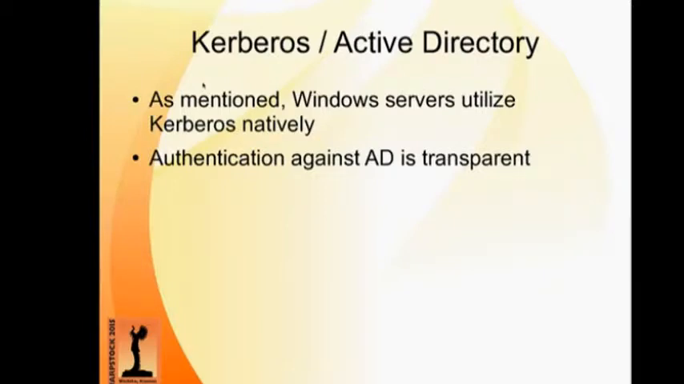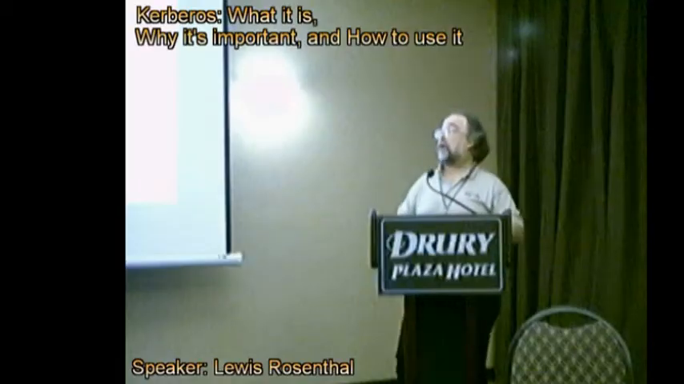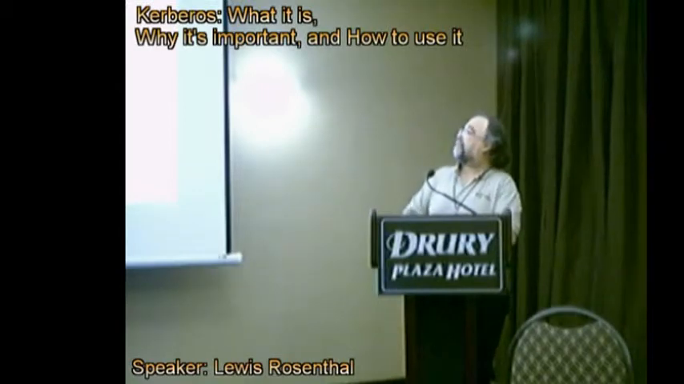So as I said, Windows servers utilize Kerberos natively, and authentication against Active Directory is transparent, meaning there's nothing that has to be done on the Active Directory side to say, well, I have a Kerberos client that wants to authenticate to you. No, when you authenticate, you'll see in a later slide, the command is kinit. The Windows server could care less what the command is. It just knows that you want to authenticate, and it will authenticate. It does Kerberos out of the box. Next slide, please.